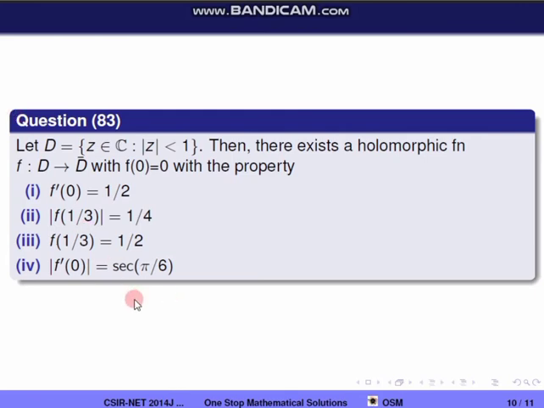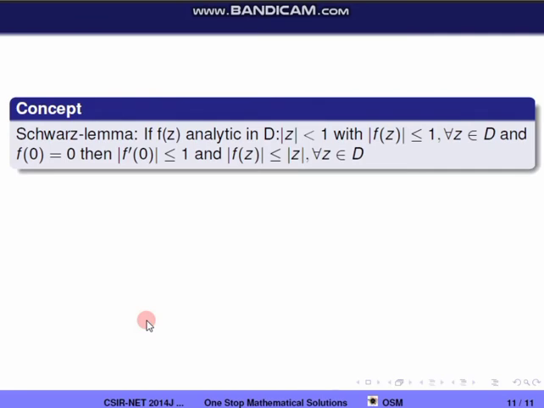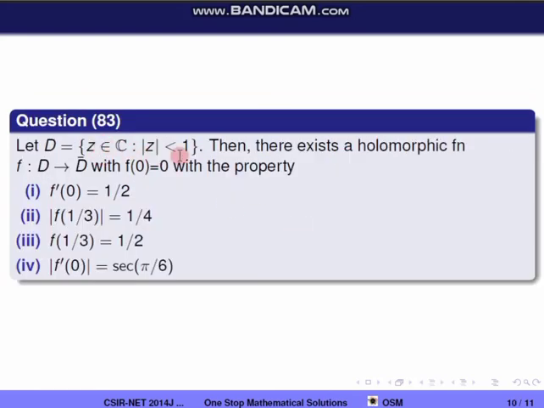So we'll look at the concept used in this question. Schwarz lemma. If f of z is analytic in the domain D, where D is defined by mod z less than 1, and mod f of z is less than or equal to 1 for every z in D, and f of 0 is equal to 0, then mod f dash of 0 is always less than or equal to 1, and mod f of z is less than or equal to mod z for every z in D. So if we look into the question now, the question is satisfying all the properties of Schwarz lemma. So this is a direct application of Schwarz lemma.